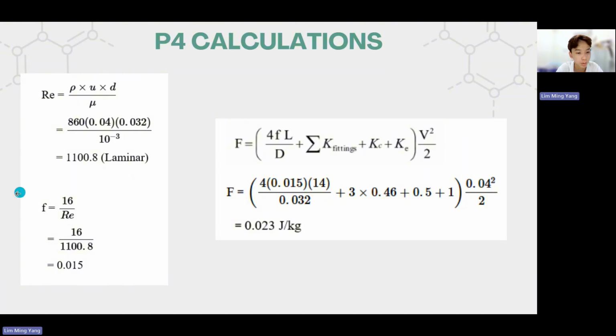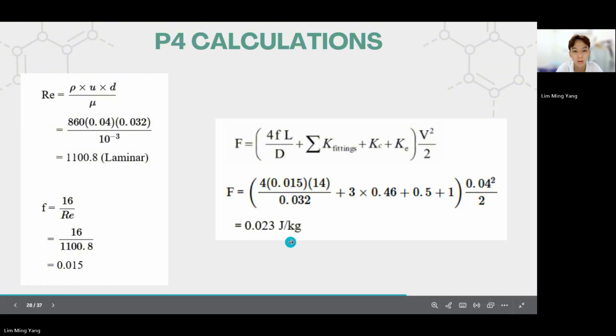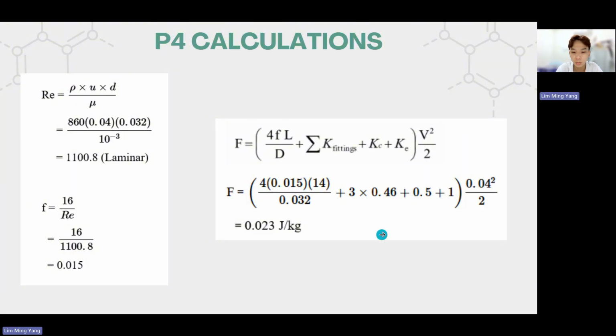So for a laminar flow, we can use this formula. We can get the friction factor. Then after that, we plug it into the friction loss formula. For the friction loss formula, here is the formula.